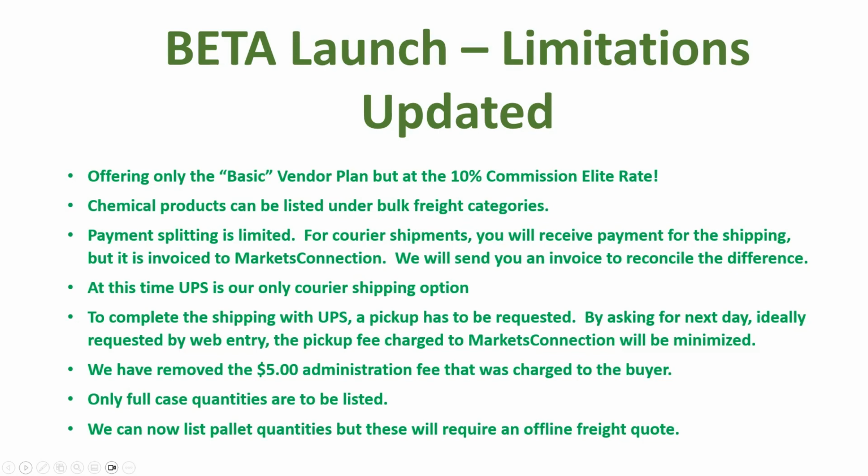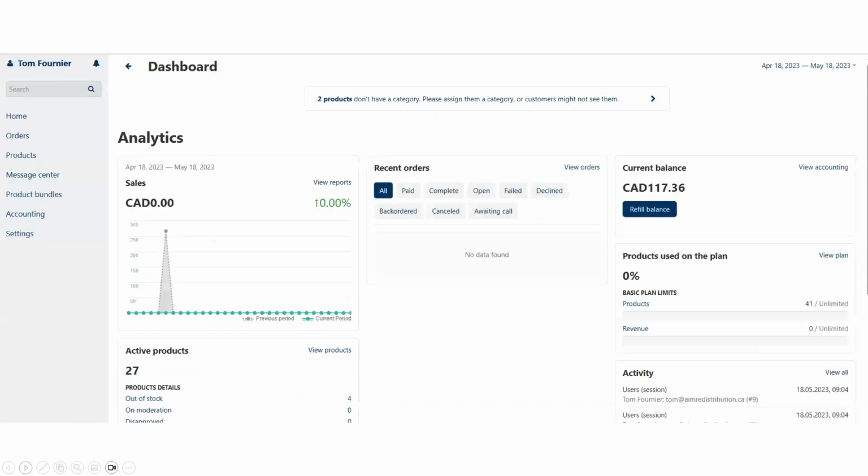Our ideal is for the vendor to ask for next day, ideally by web entry, and that way the pickup fee charged to Markets Connection will be minimized. And we have removed the $5 admin fee that we initially had charged to buyers, trying to recover that pickup fee. So we want to take away reasons not to buy on the site. We ask that only full case quantities are listed, and we can now list pallet quantities, but these require an offline freight quote, which we will facilitate.